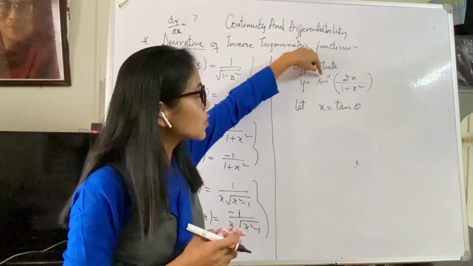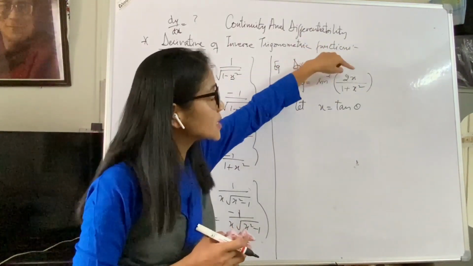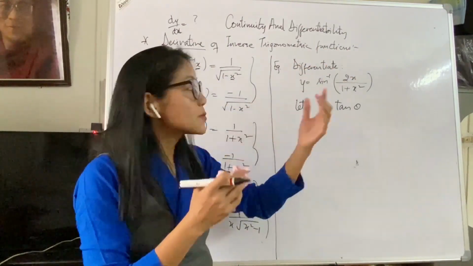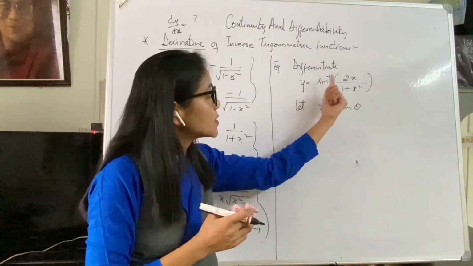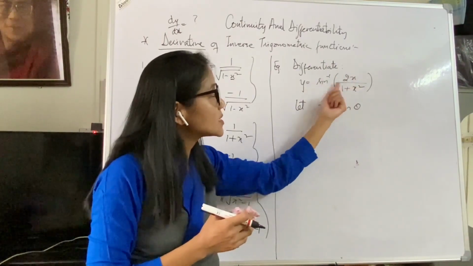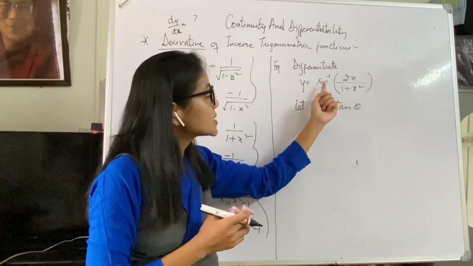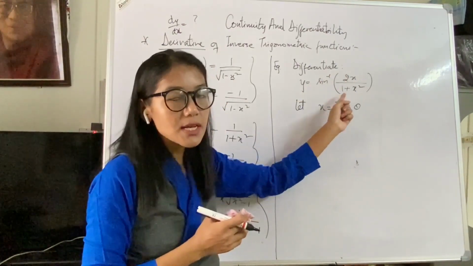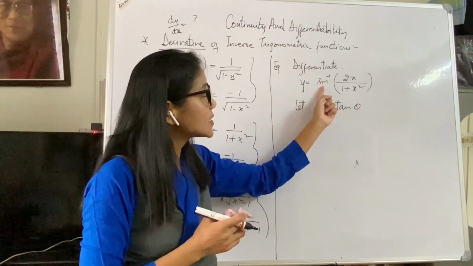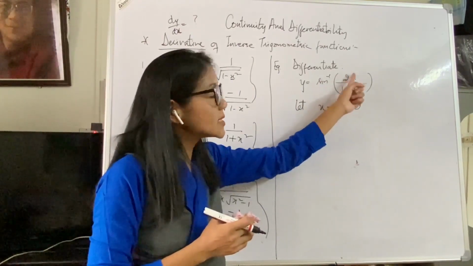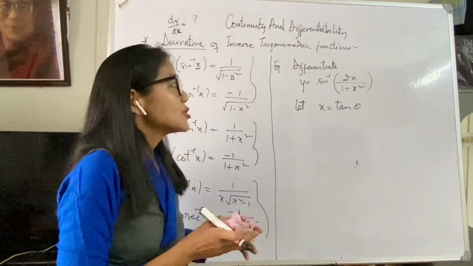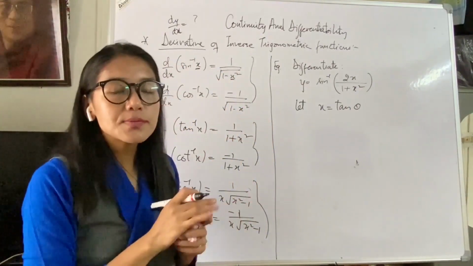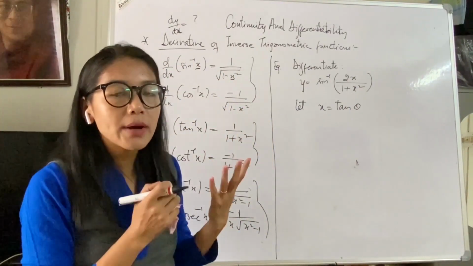If it is in terms of cos inverse, then you will try to express the term inside the bracket in terms of cos. If it is sine inverse, you will try to express this in terms of sine. If it is tan inverse, then you will try to express this in terms of tan. So here I will take x is equal to tan theta. To make this substitution, all the formulas should come up in your mind quickly.